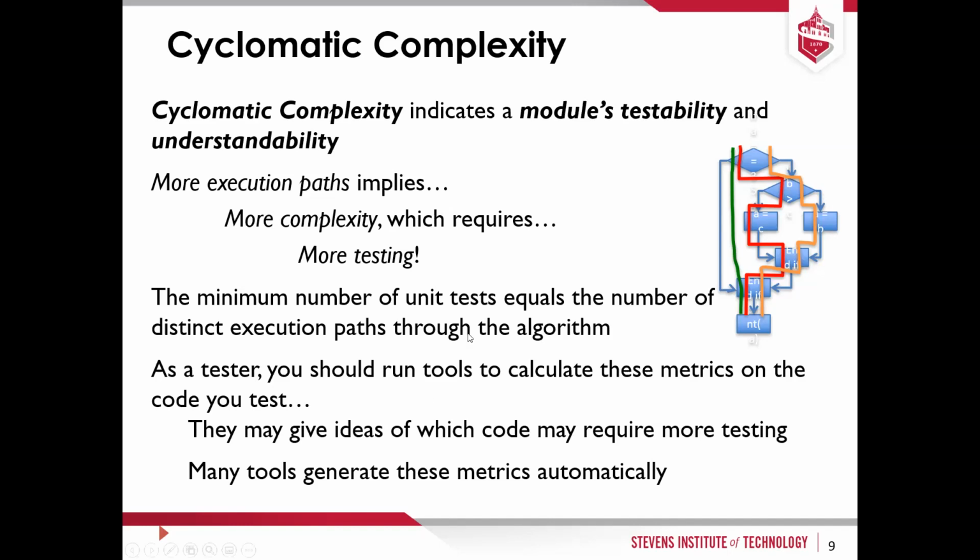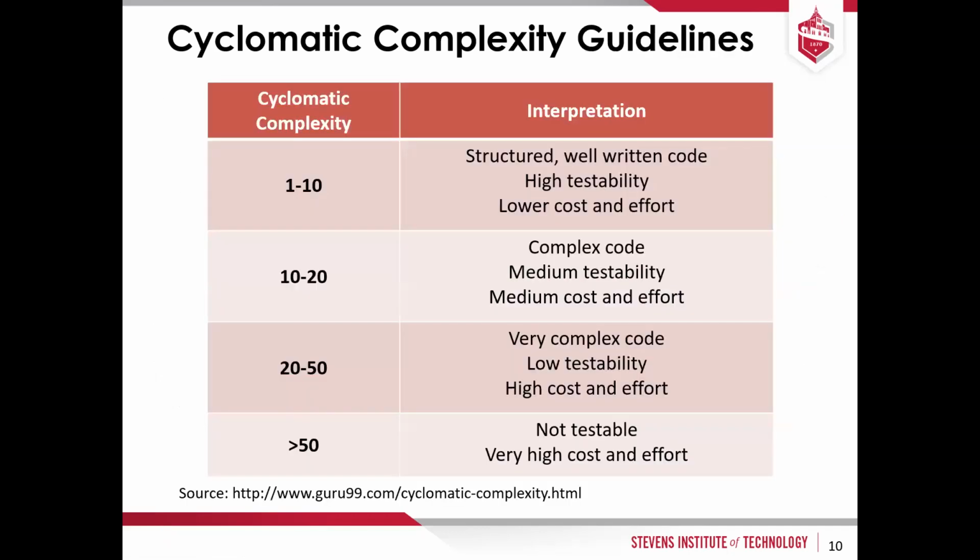So the minimum number of unit tests equals the number of distinct execution paths. The minimum number of paths that I predicted is equal to the number of unit tests that I need to have. Then I have some rules of thumb for that. If my CC is between 1 and 10, then the code is well structured, well written, and has high testability. I can easily test all of the paths with low cost and effort.